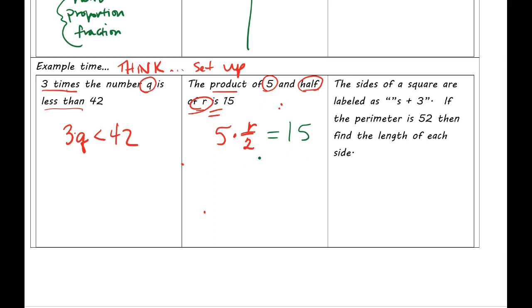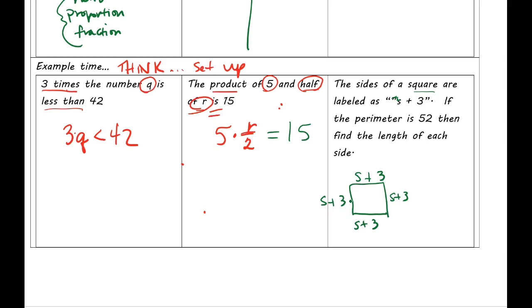Now, for our last one, I usually draw a picture with geometry, not gonna lie. And right here, it's talking about a square. So I'm gonna draw the square. And it says that the sides of that square are labeled as s plus 3. Okay. So if the square is s plus 3, then remember a square is the same on all the sides. And I'm going to go ahead and label that just because I don't really know what this wants me to do yet, but why not label it to make it easier?